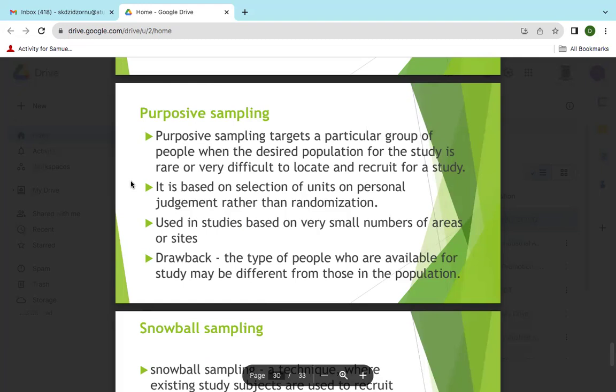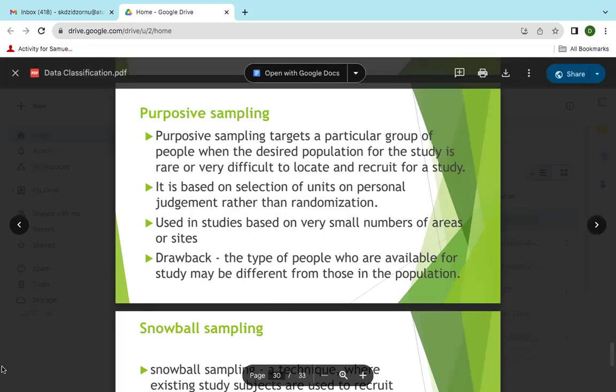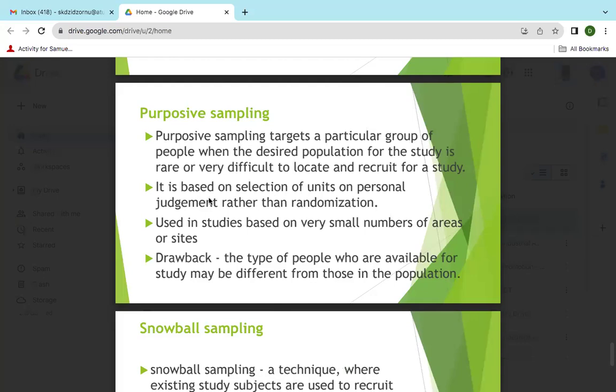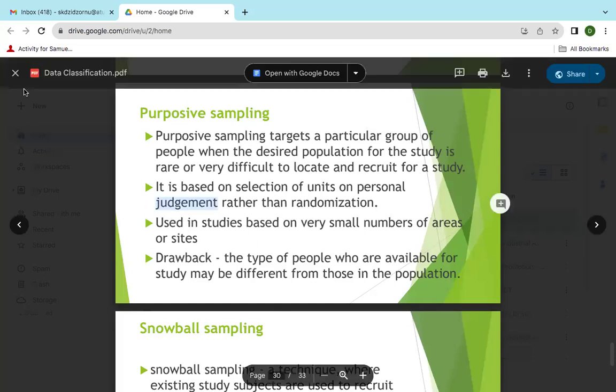Now just to summarily explain what is going on here. We call it purposive sampling, so it is purpose driven. That's the key thing. Anything that's purpose driven is also based on judgments. So there's some judgment going on here.